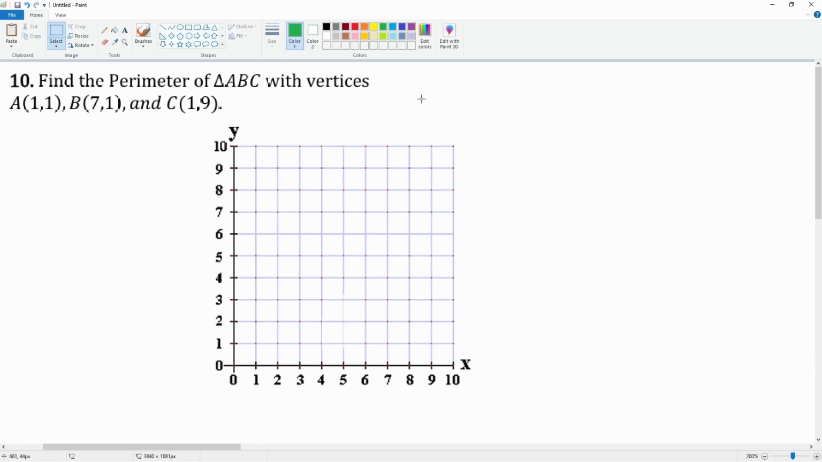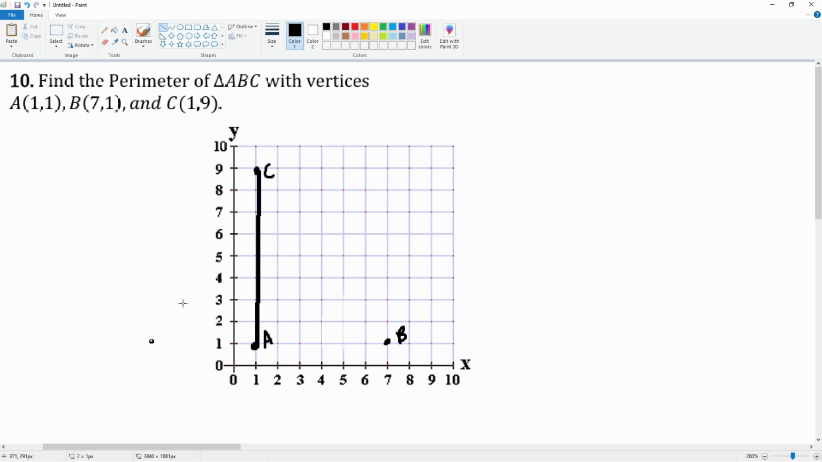Here we have question 10. It is to find the perimeter of triangle ABC with those vertices. So let's label it. This can be A at (1, 1), and B is at (7, 1), and C is at (1, 9). You can essentially now connect them.